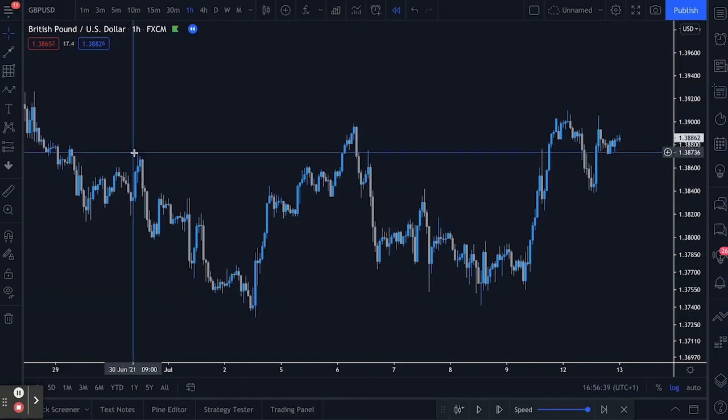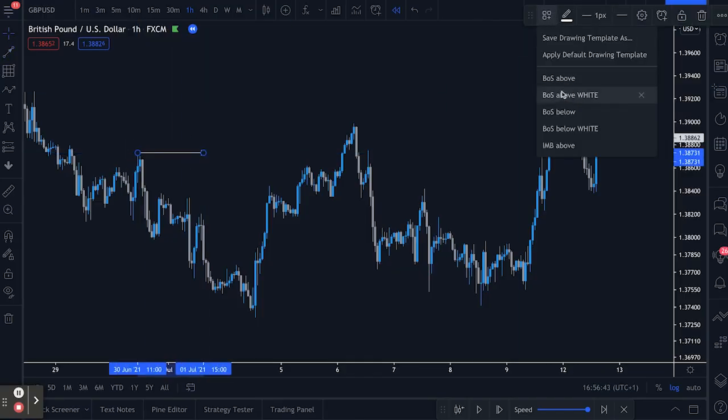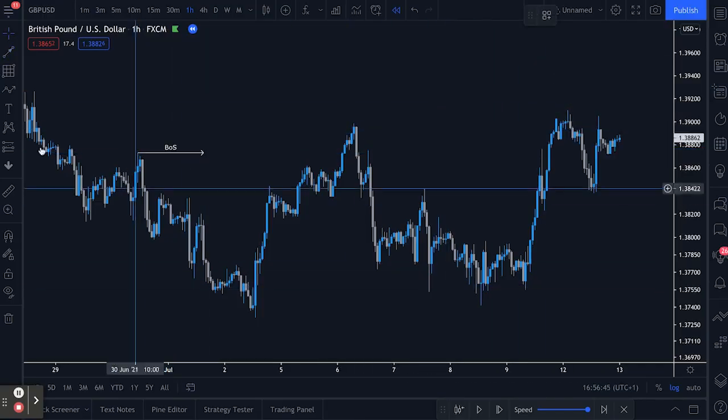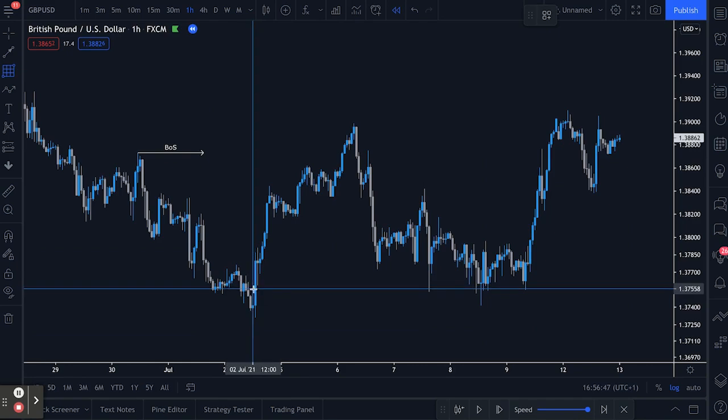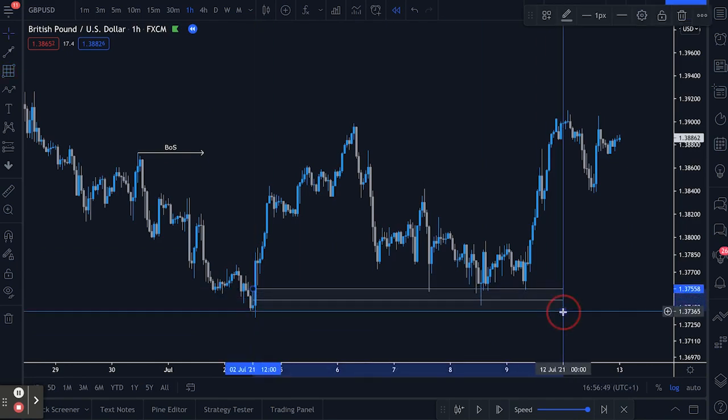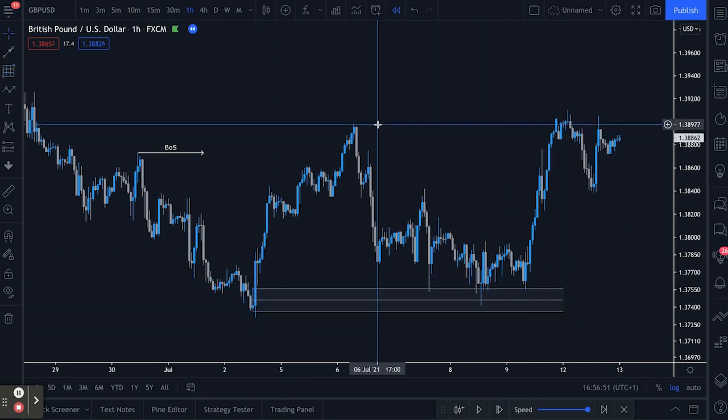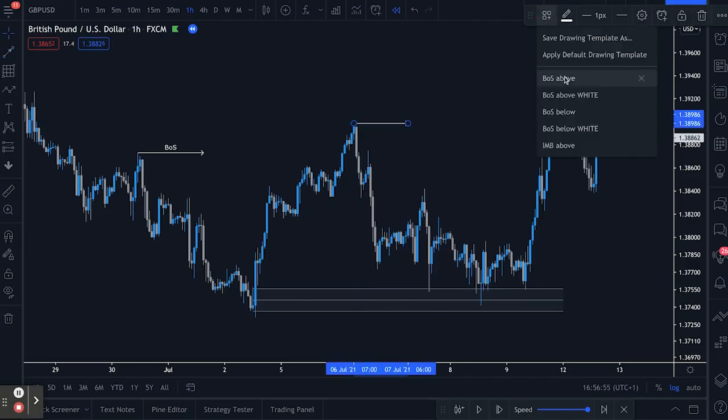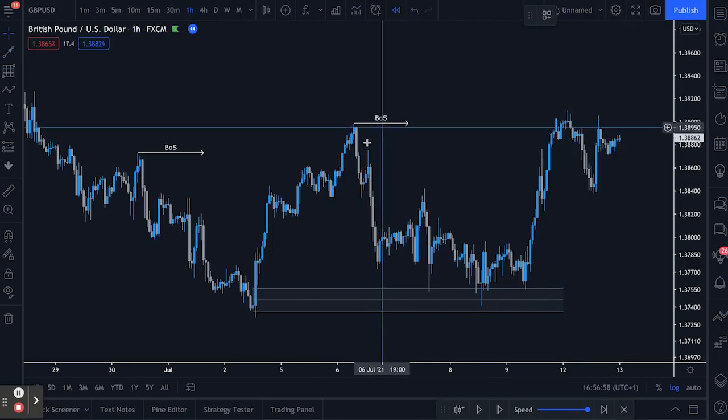From this point, we had a break of structure here, bullish break of structure, higher high, and then we came in and formed a higher low, reacting to this demand zone. And then we've come up and formed another higher high again, just about breaking this structure.